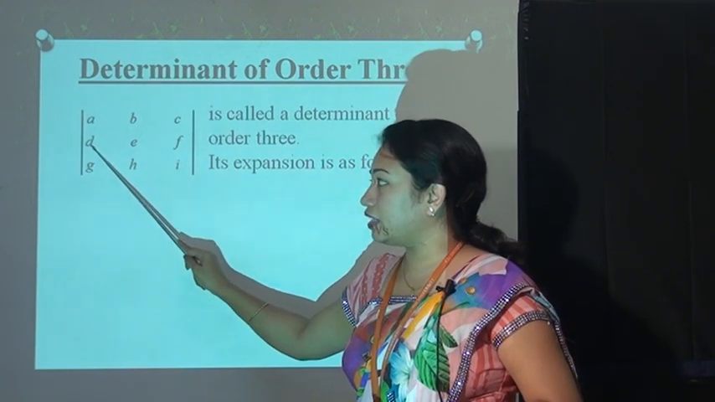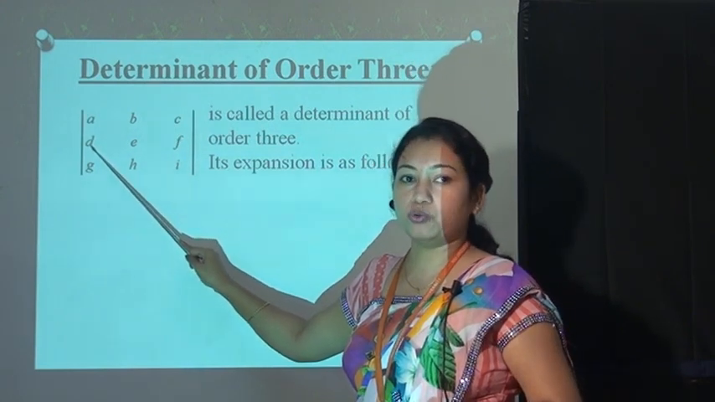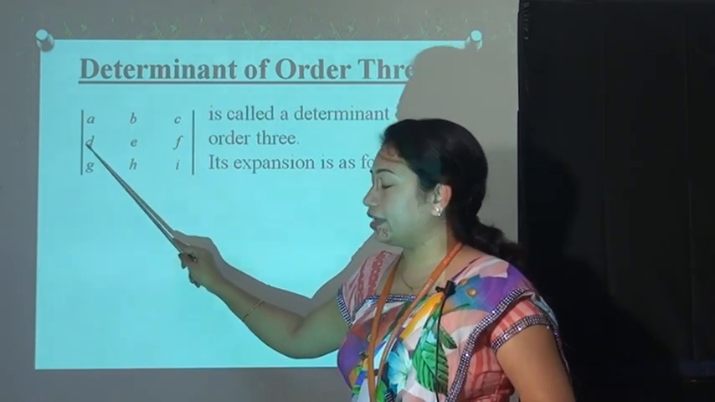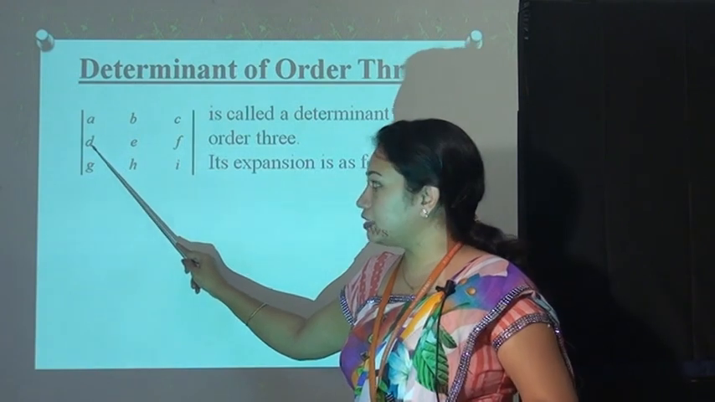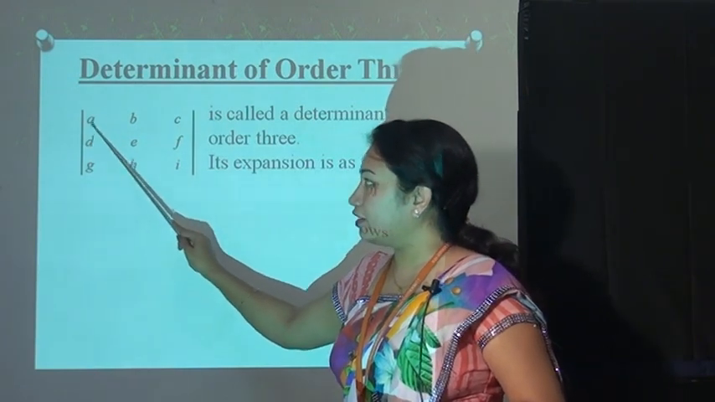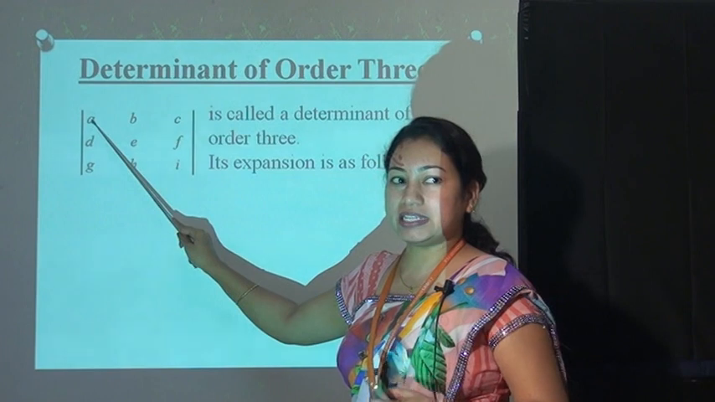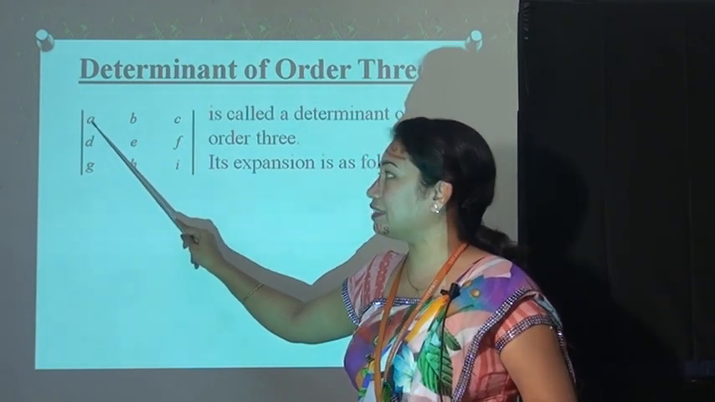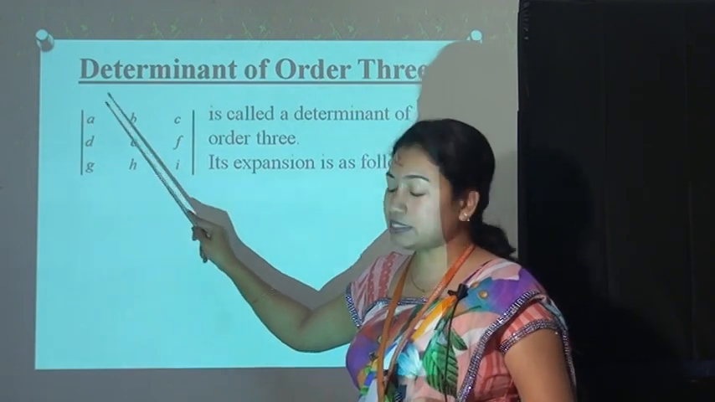In the same way, this one is second row, first column. So 2 plus 1 is 3. 3 is an odd number, so the symbol is minus. In a similar way, remember once again, if the place is an odd number, the symbol is minus, and if the place is an even number, the symbol is always plus.